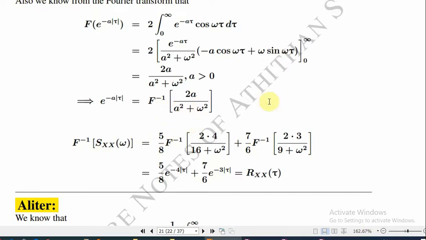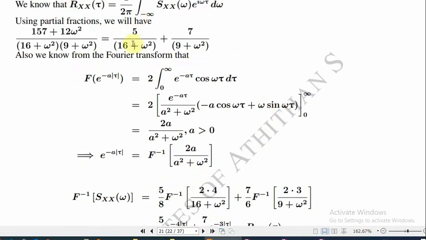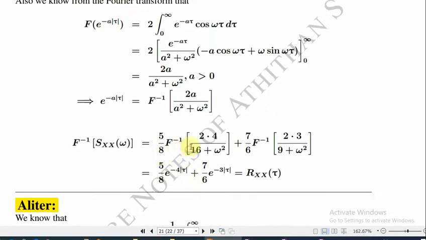We have 5 by 8 here, and a will be 4, so 4 square. So it is 5 by 8 into f inverse of 2 into 4 by 16 plus omega square. This 2 is not there in the problem, so we are multiplying it. Then 7 by 6 f inverse of 2 into 3 by 3 square plus omega square. In this form, the Fourier inverse will be e power minus 4 mod tau and e power minus 3 mod tau. So this will be our Rxx of tau.